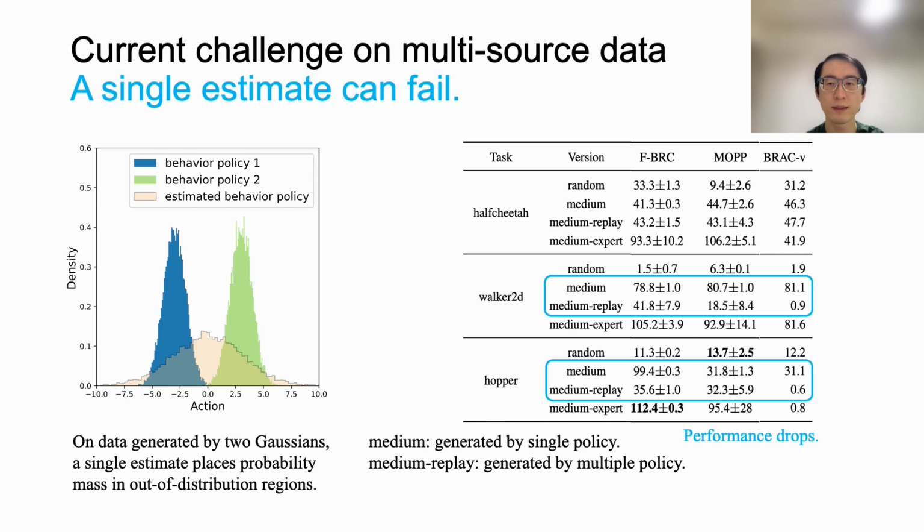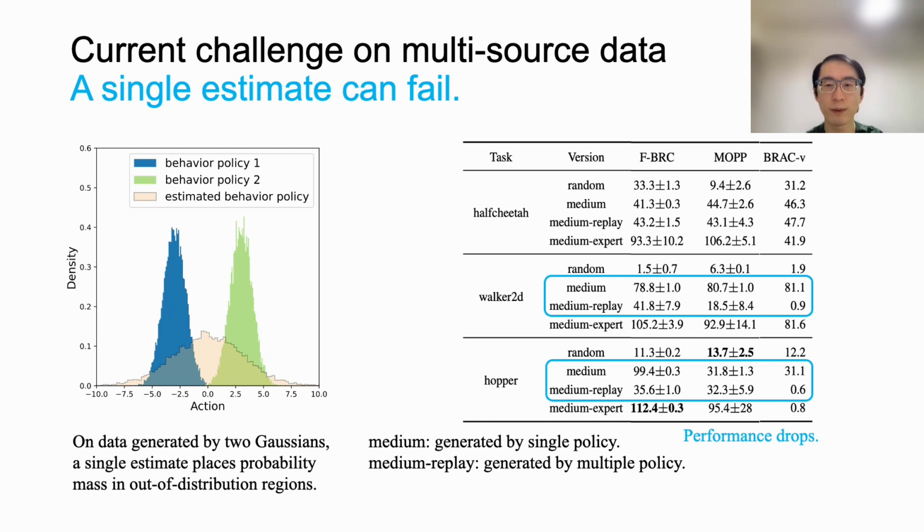However, on multi-source data, the current approach faces a challenge. On the left, I show a very simple example to illustrate the challenge. Here, the data are generated by two Gaussians. If we fit a behavior policy using a single Gaussian, then we will place the probability mass in the regions that are not covered by data.